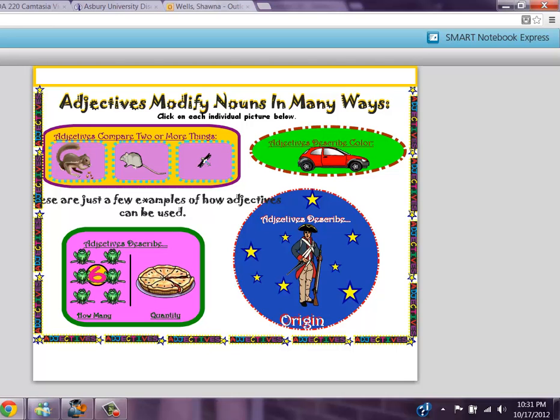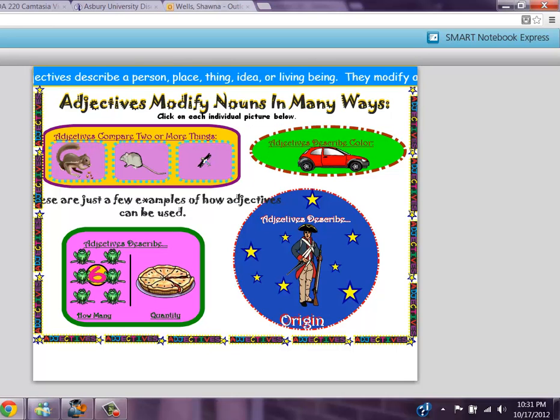In our next activity, it helps us to understand that adjectives can describe colors of things, the how many of things, the quantity and origin of places. How many does this adjective describe? 6. There were 6 frogs on the lily pad. What does quantity mean?